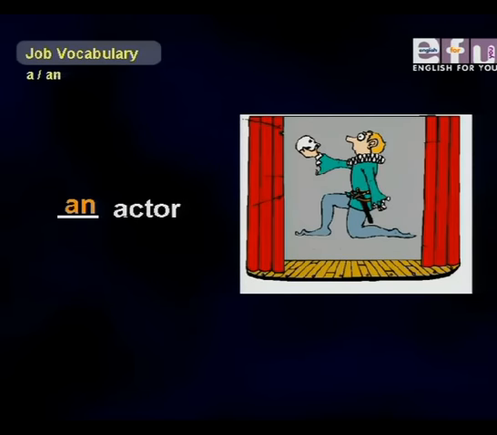Number 4. What does his wife do? She is an engineer. Number 5. What is her name? Her name is Catherine. Number 6. How old is she? She is 35 years old.